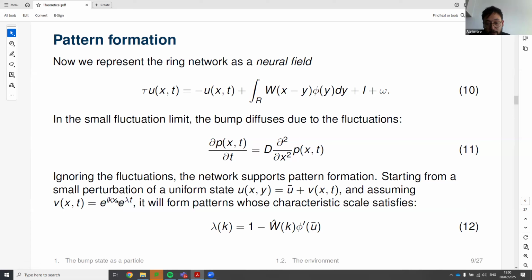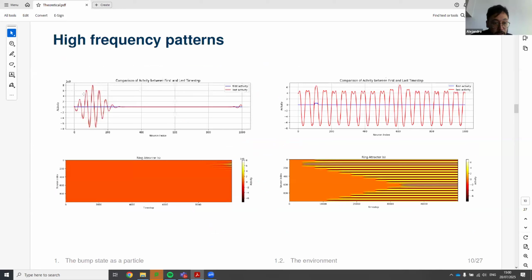So by replacing this into the original equation, we achieve this dispersion relation, which will tell us essentially the scale of the main mode of pattern formation in the network. So you can see it here for different choices of the parameters.